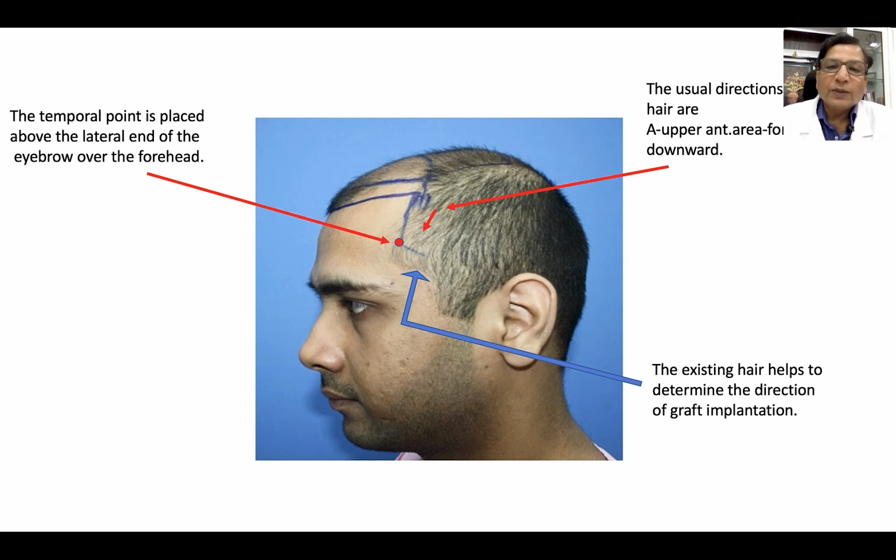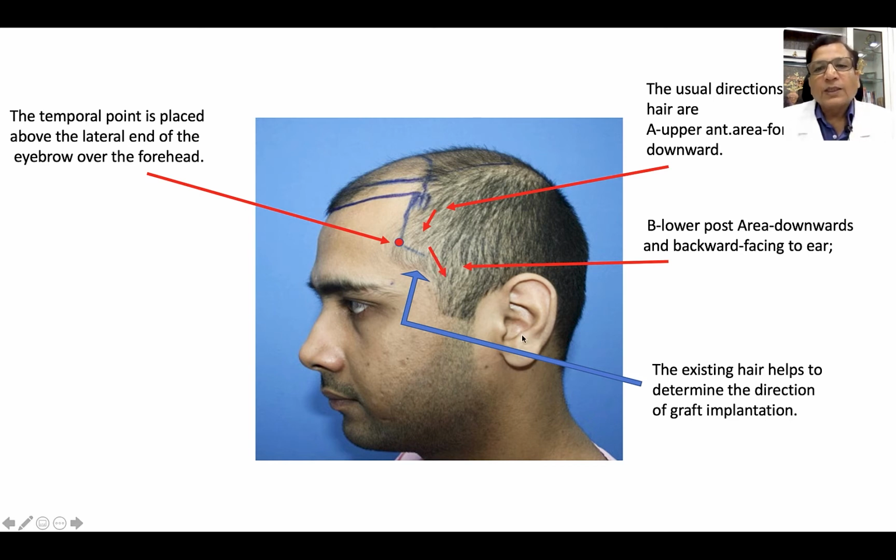You can divide the temporal triangle into two zones, the upper zone and the lower zone. In the upper zone, the usual direction is forward and downward, like they are facing downward and forward. But in the lower zone, they face downward and backward towards the ear. So this is again an important thing while creating the temporal triangle. If ghost hair are not there, then you need to understand the normal architecture, meaning the normal direction of the hair.